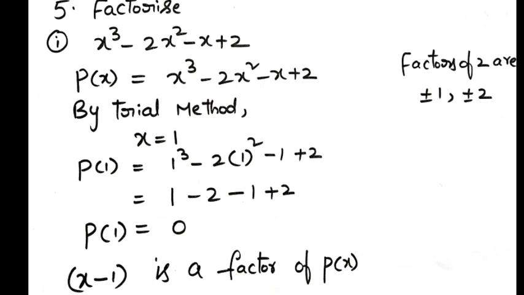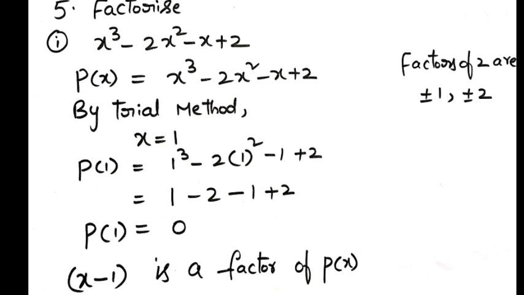The coefficient of x cube is 1 and the constant is 2. Its product is 1 into 2, 2. So, the factors of 2 are plus or minus 1 and plus or minus 2. First, we will take the first factor 1. So, substitute x value 1. Then p of 1 equal to 1 cube minus 2 into 1 square minus 1 plus 2. After simplification, we got p of 1 equal to 0.